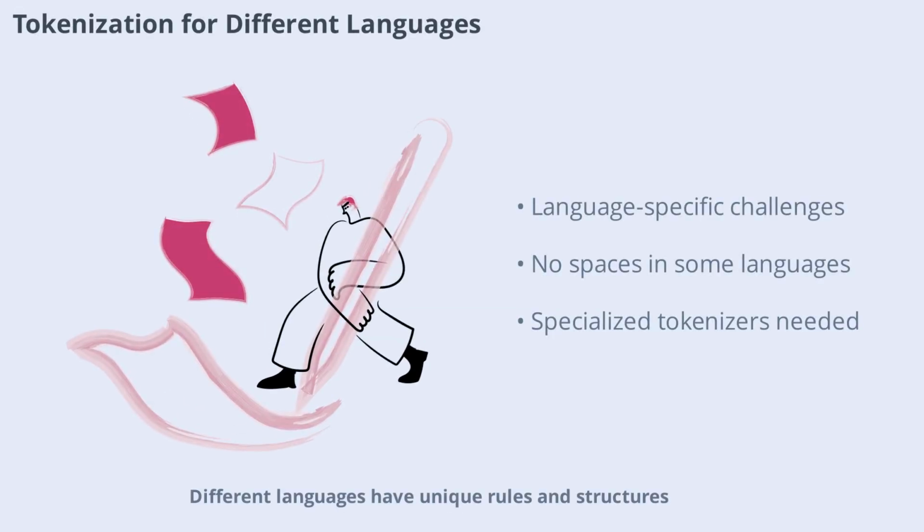Different languages have unique rules and structures which can affect how text is tokenized. For example, Chinese and Japanese don't use spaces between words, making tokenization more challenging. Specialized tokenizers are designed to handle these languages, using dictionaries or machine learning to identify word boundaries. Understanding language-specific challenges is key to effective tokenization.